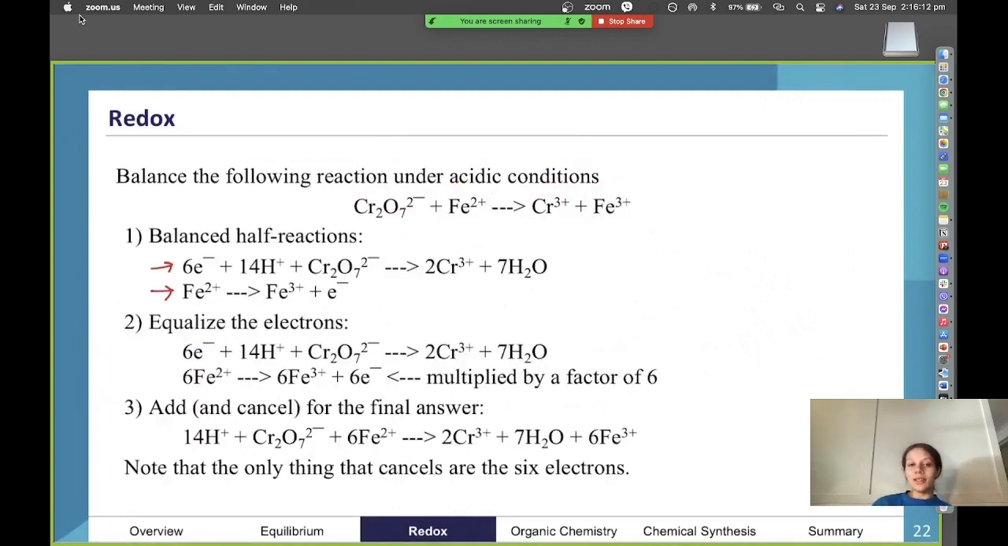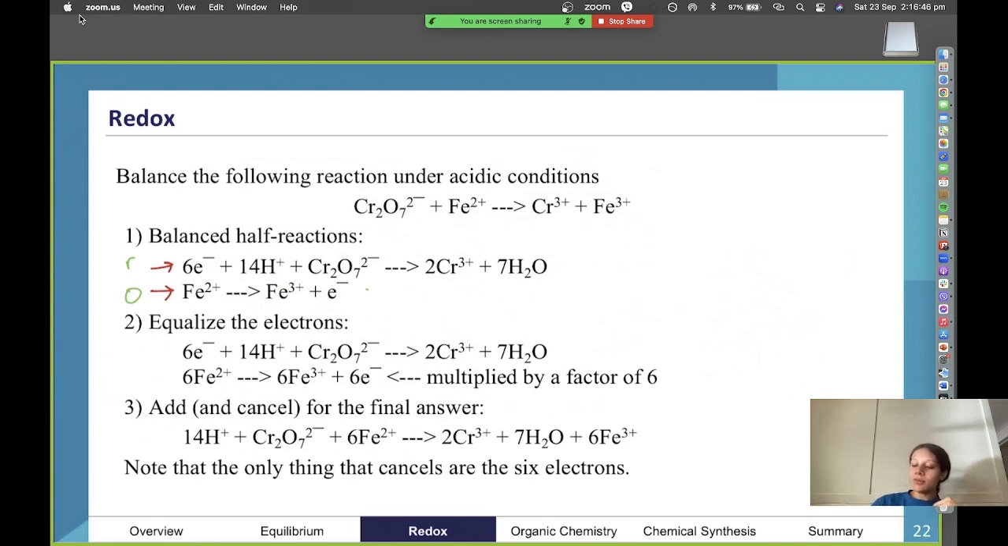Okay, so once we've balanced the half reactions, we need to combine them back again. That was honestly most of the bulk of the work for acidic condition balancing. So then we equalize electrons. That means we have to multiply one of these half reactions by some coefficient, so that we can cancel out the electrons and get a complete equation. Our reduction reaction had 6 electrons and our oxidation half reaction had 1 electron.